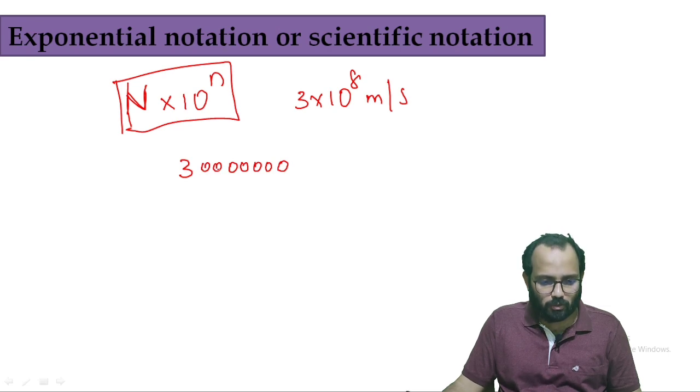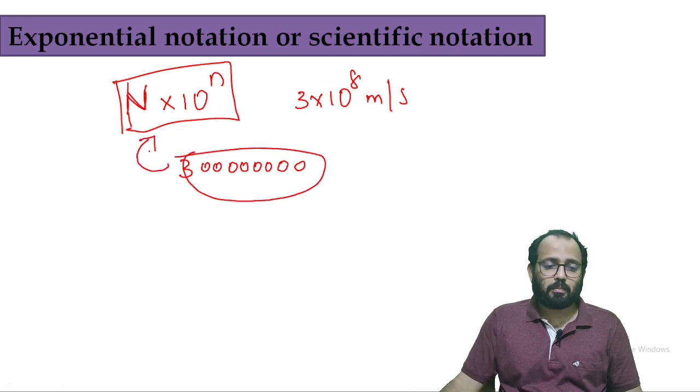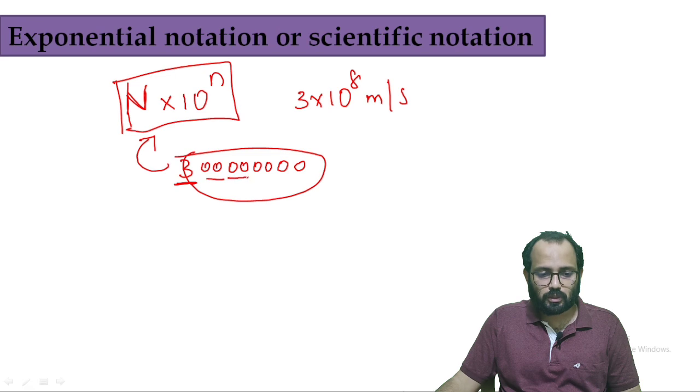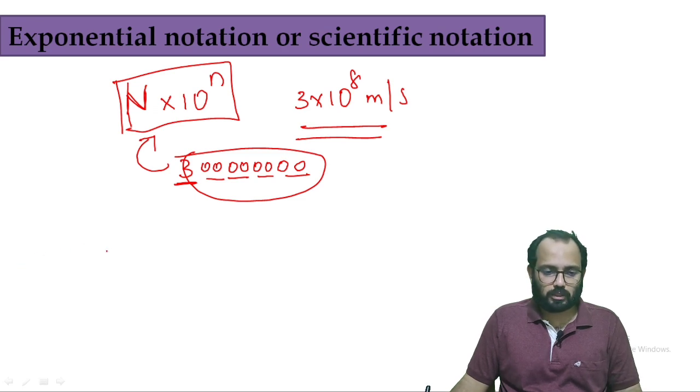3 0 0 0 0 0 0 0 0, right? 1 2 3 4 5 6 7 8. I have to write like this. It's very difficult, right? So that is why we made that into scientific notation. The first number I have made 3, then 1 2 3 4 5 6 7 8, 3 into 10 power 8 meter per second. This is the use of scientific notation.